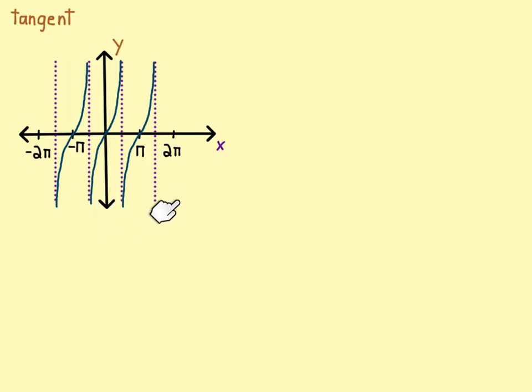branches. So this branch that goes through the origin is 1 to 1. But if I tried to go on to another one, if I tried to include part of this one, it would no longer be 1 to 1. So I just use this one piece here that goes through the origin.